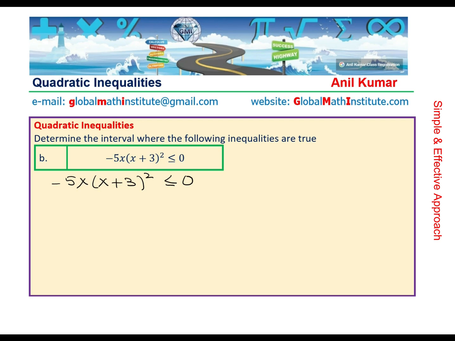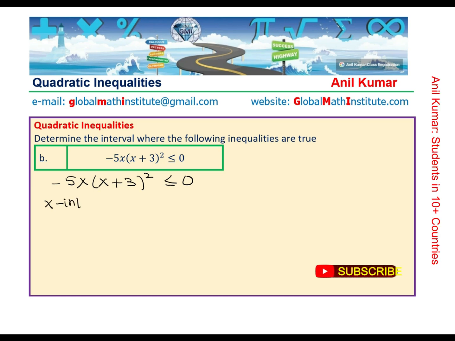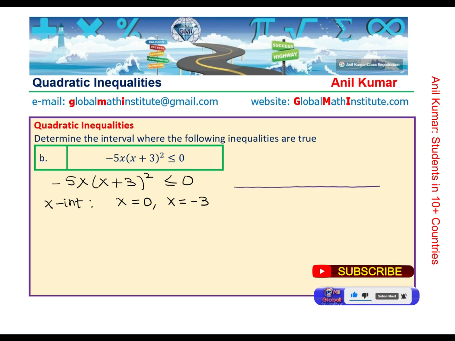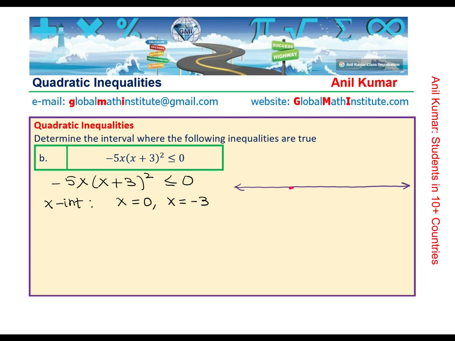So zeros are part of the solution, okay? Let's find the zeros first, which are the x-intercepts. The x-intercepts, as you can see, are at x equals 0 and at x equals minus 3. So let's make our interval table. On a number line, we can take the points, which are the zeros, at 0 and minus 3. So let's say this is minus 3 for us, and here we have 0.